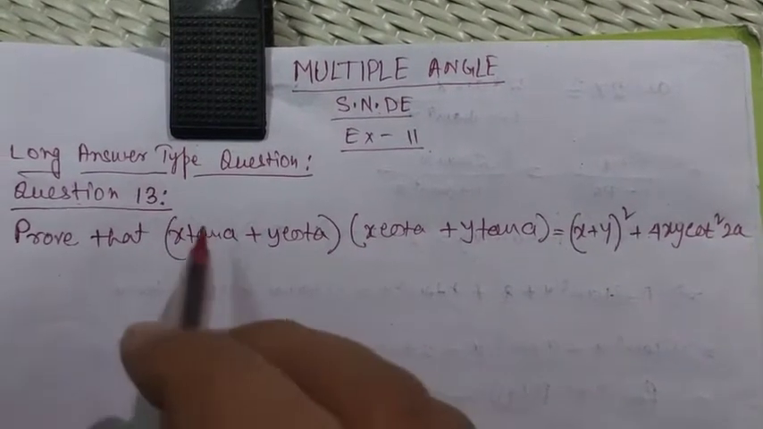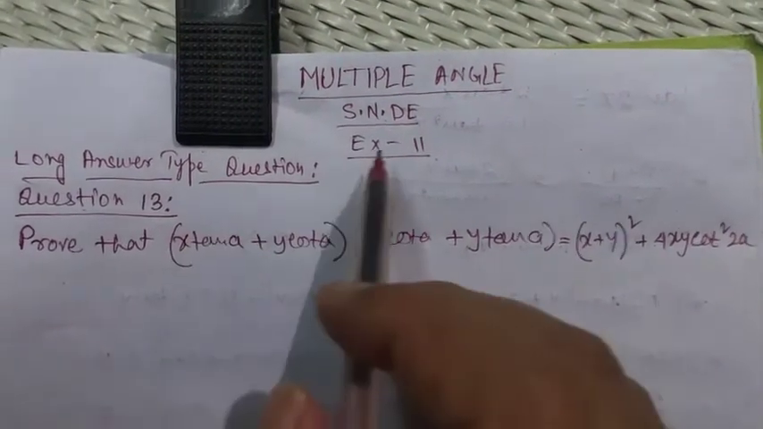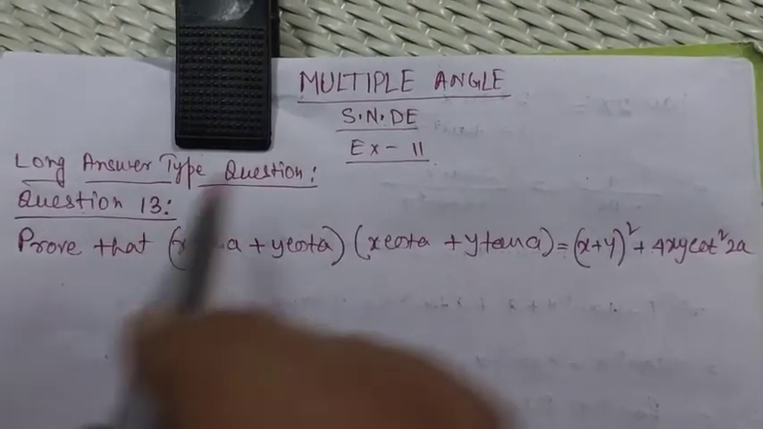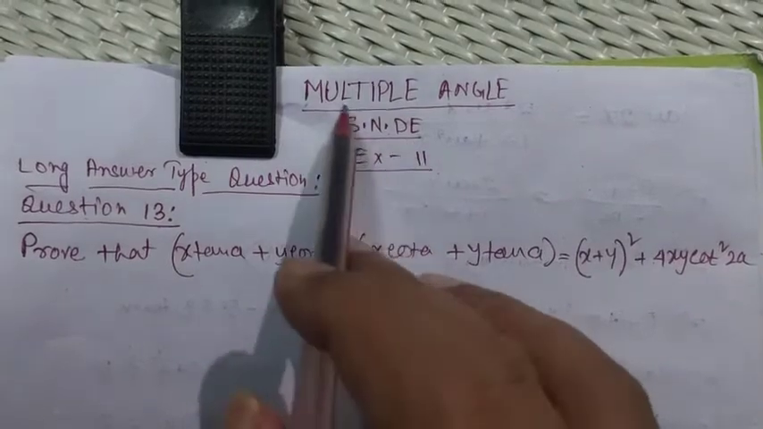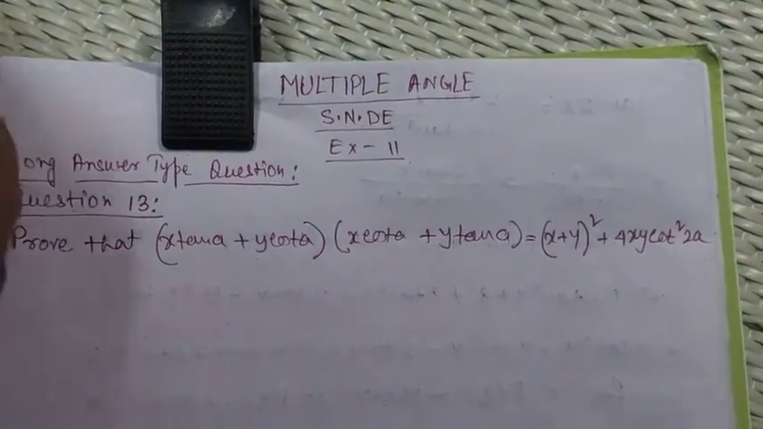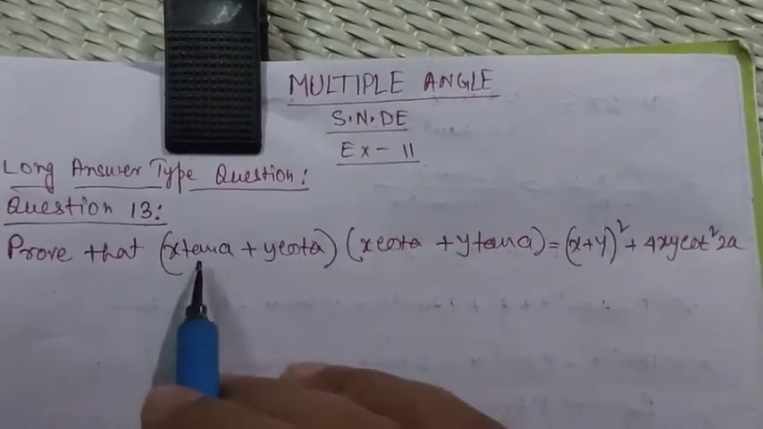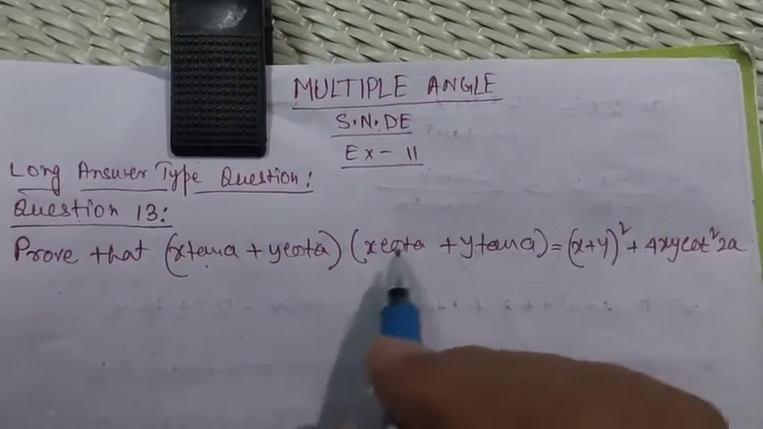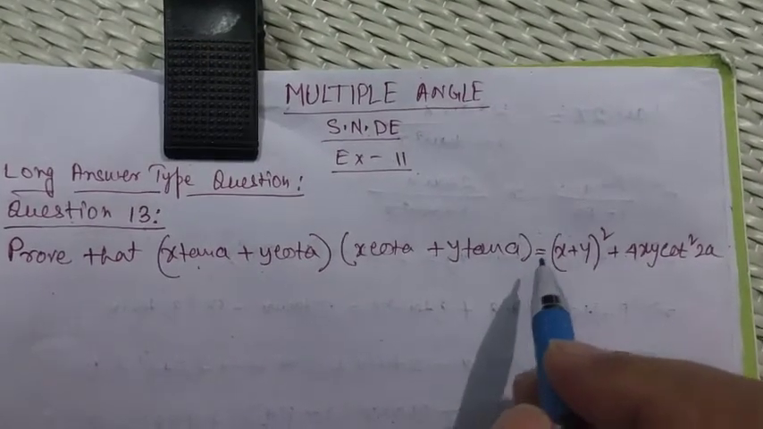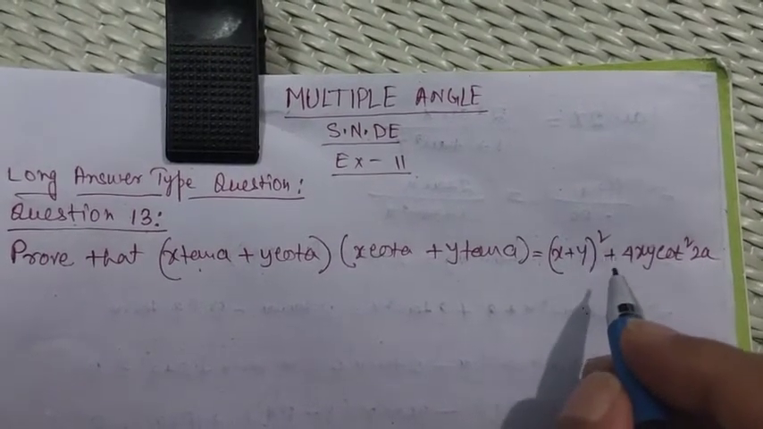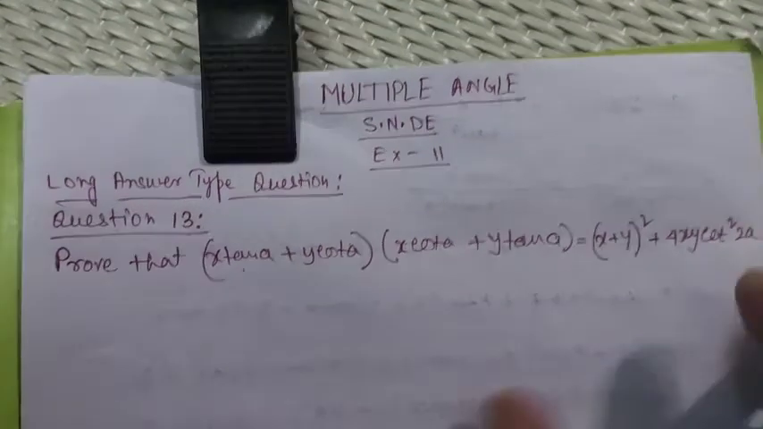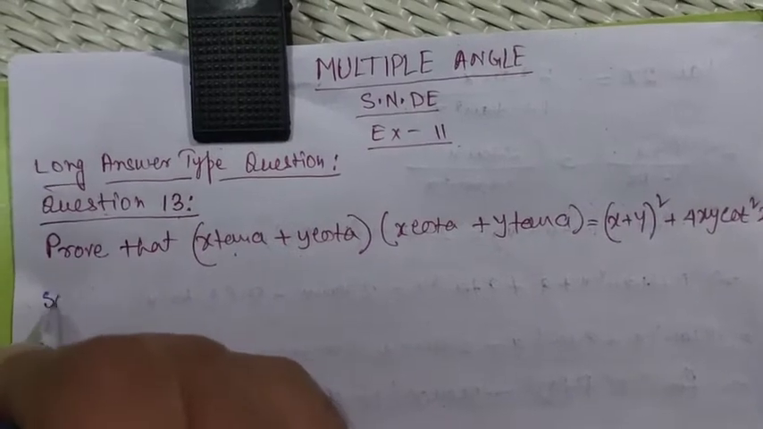Hello students, today I am going to show you sum number 13 from SN book, and chapter is multiple angle exercise 11. In the question they have given you have to prove that (x tan a + y cot a)(x cot a + y tan a) = (x + y)² + xy cot² 2a. So I am going to show you the solution.